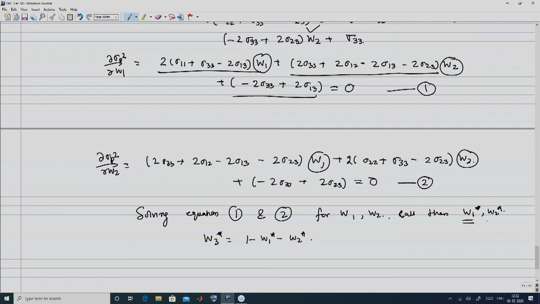So, this W1 star and W2 star, and consequently W3 star, are the weights in a 3 asset portfolio that minimizes the variance of the 3 asset portfolio. In general, if you want to extend this to an n asset portfolio, you can guess that the calculations are going to be much more cumbersome. For that, we need to look at alternative methods to determine W1 star, W2 star, all the way to Wn star in case of an n asset portfolio.